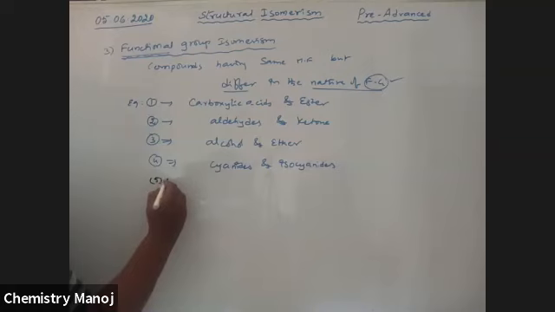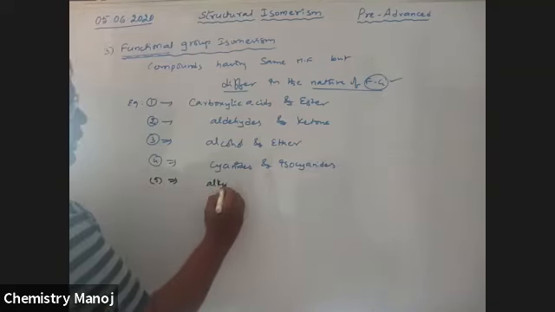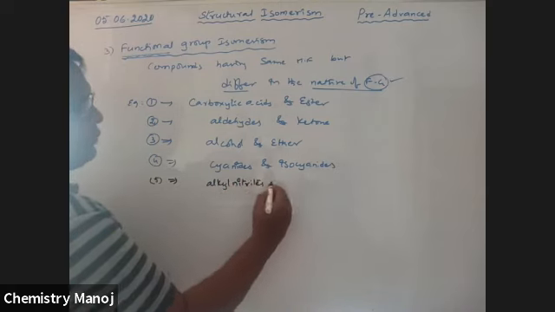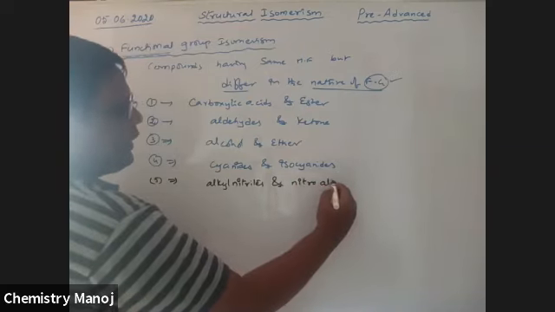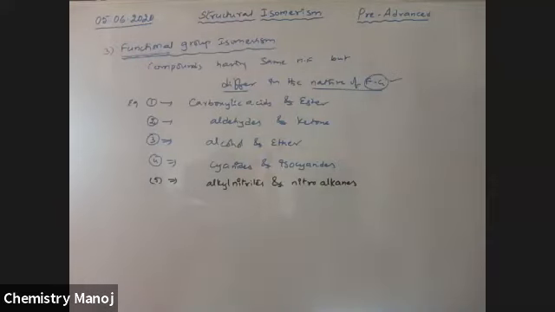Fifth one, that is alkyl nitrites and nitroalkanes are functional isomers. Alkyl nitrites and nitroalkanes are functional groups.